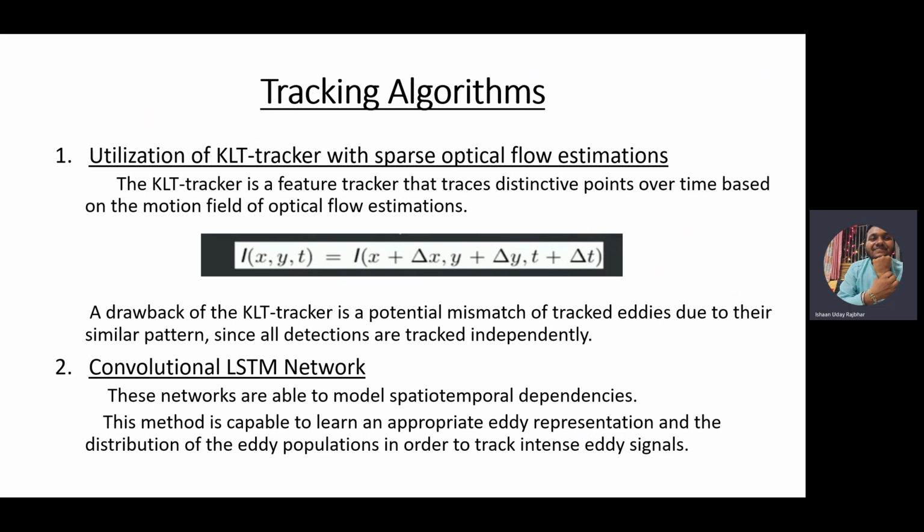KLT tracker. As you can see, x plus delta x is basically the variation in the x coordinate with respect to time. Similarly, it is the variation in the y coordinate, and also the time. The t plus delta t is the change in time. A drawback of the KLT tracker is a potential mismatch of tracked eddies due to their similar pattern, since all detections are tracked independently. A convolutional LSTM network.